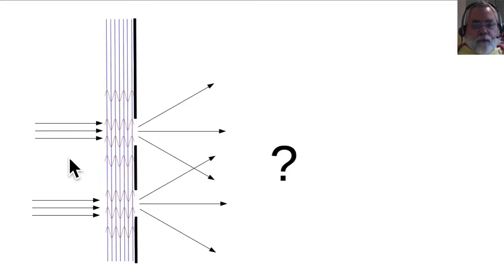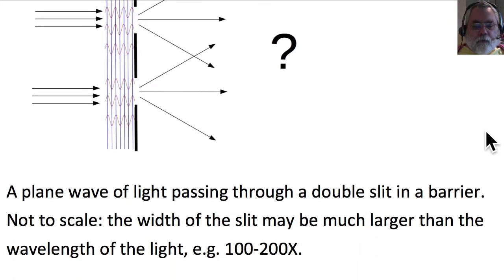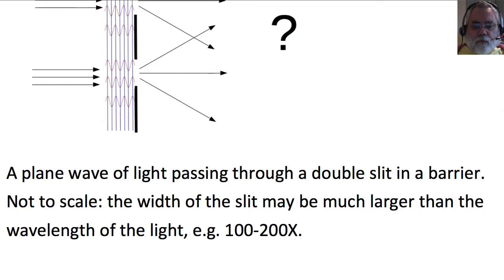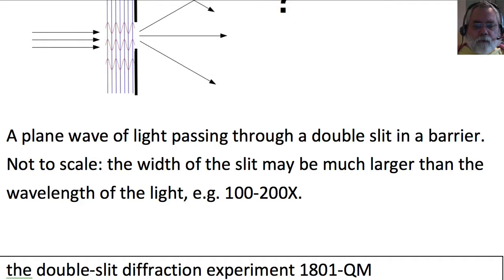Here we show a plane wave coming left to right, encountering a barrier with two slits, top slit and a bottom slit. And the light will go through and it will form cylindrical wavelets. But what will the combined pattern be on a distant screen? That drawing is not to scale. The width of the slit may be much larger than the wavelength of the light. It might be 100 to 200 times.